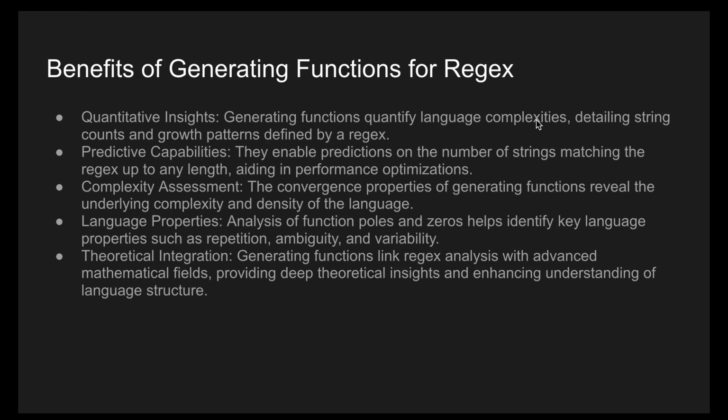They also enable predictions on the number of strings matching the regex up to any length, aiding in performance optimizations. The convergence properties of generating functions reveal the underlying complexity and density of the language. Analysis of function poles and zeros helps identify key language properties such as repetition, ambiguity, and variability. Generating functions also link regex analyses with advanced mathematical fields, providing deep theoretical insights and enhancing understanding of language structure.